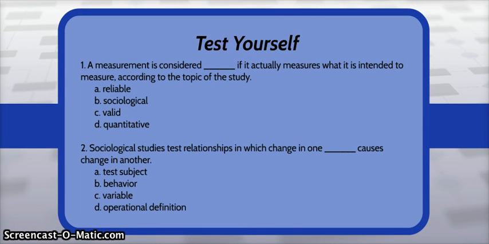Test yourself. Number 1, a measurement is considered blank if it actually measures what it is intended to measure according to the topic of the study: reliable, sociological, valid, or quantitative. Number 2, sociological studies test relationships in which change in one blank causes change in another. A, test subject, B, behavior, C, variable, or D, operational definition.